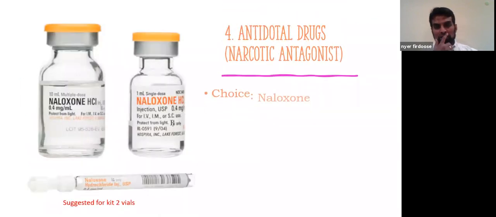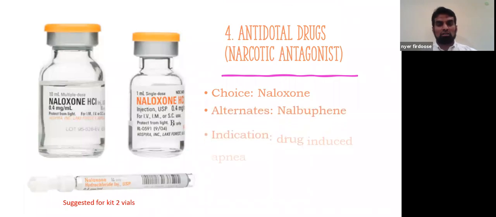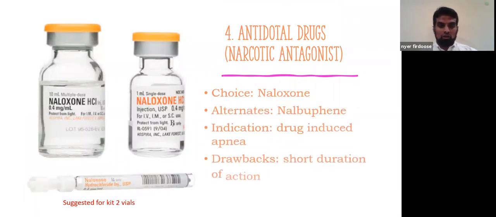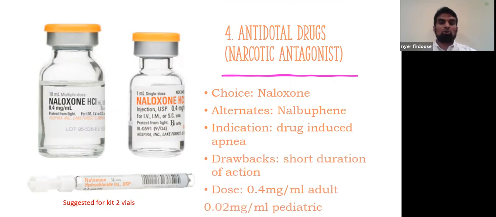The fourth emergency drug category is the antidotal drugs. The first among the antidotal drugs is the narcotic antagonist, and the choice is naloxone. If morphine is included in the emergency kit or opioids are used as part of a sedation regime, then naloxone should also be present for the emergency management of inadvertent overdose. The doses should ideally be titrated slowly, in 0.1 milligram increments, to effect.